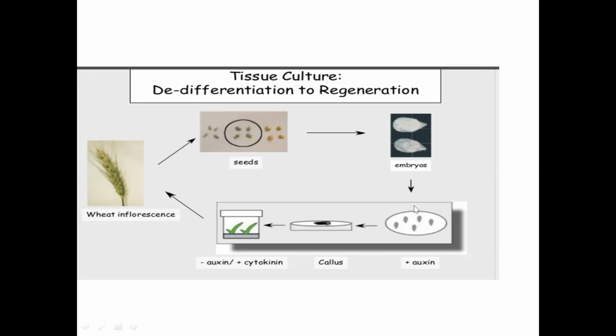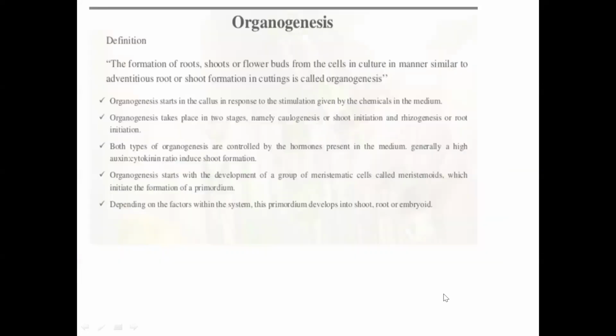So you take the embryos, you put them in a medium containing a balanced amount of auxin and cytokinin, you develop callus, you change the amount of auxin and cytokinin, you get the whole wheat. So this is naturally what happens, this is artificially what happens here. It is the same metabolism, the same concept, we are taking advantage of that.